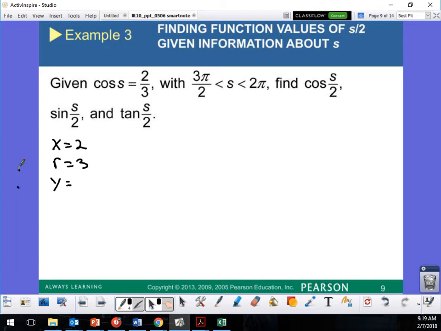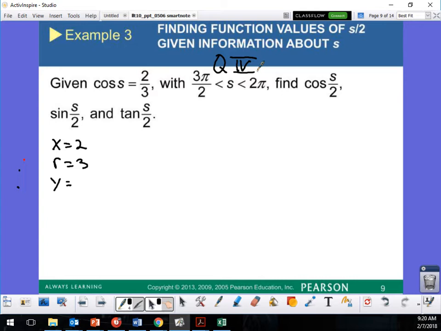It says that S is between 3 pi over 2 and 2 pi. What quadrant does that tell me? Do you have a unit circle in front of you? Or is it too much work to find your unit circle? Yes. What quadrant? 4. It's quadrant 4, isn't it? So I'm going to put a 4 right here. That's my quadrant. What do I know about quadrant 4? X is positive and Y is negative. So that's going to help me out.